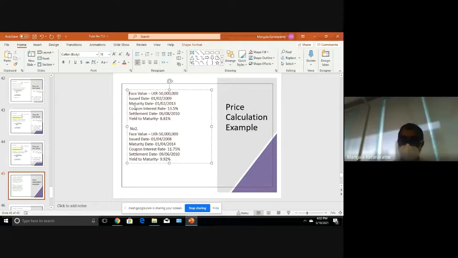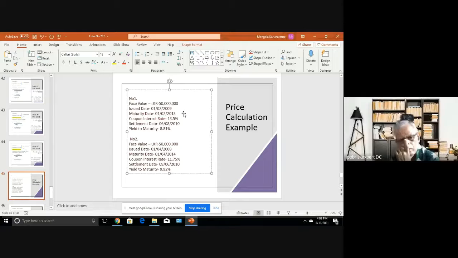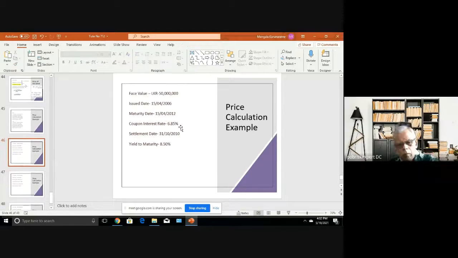So these are the two sums that you can take down. Number one. Face value 50 million, issued date 1/2/2009, maturity 1/2/2013, 13.5 coupon interest, yield 8.81, and a settlement date 6/10/2010.